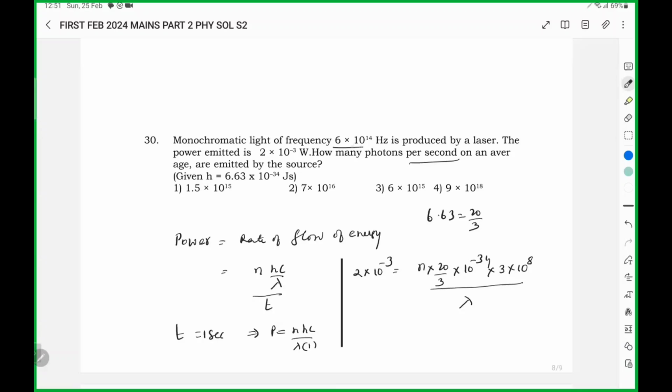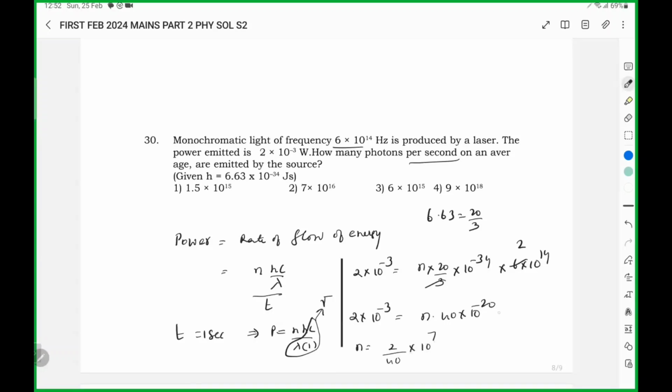Since the frequency is given, there is no need for c by lambda. I can take it as the frequency here, which is given as 6 into 10 power 14. So 2 into 10 power minus 3 equals n times 40 into 10 power minus 20. And here n is 2 by 40 into 10 power 17, that is 200 by 40, which is 5 into 10 power 15 roughly. So 5 is the answer.